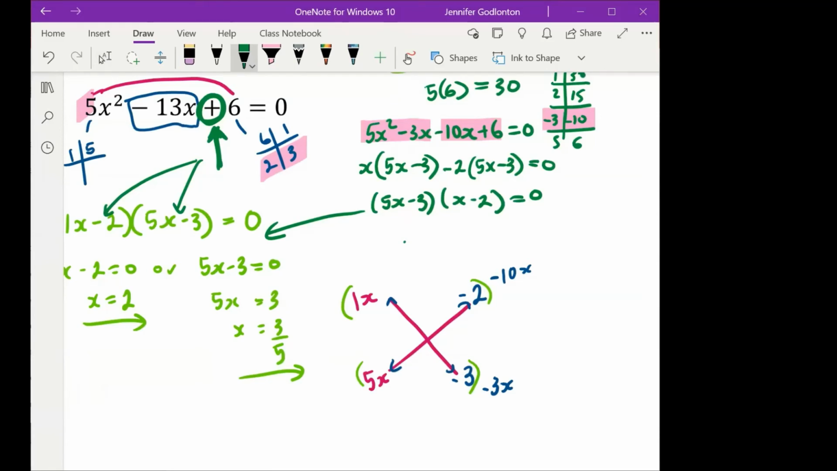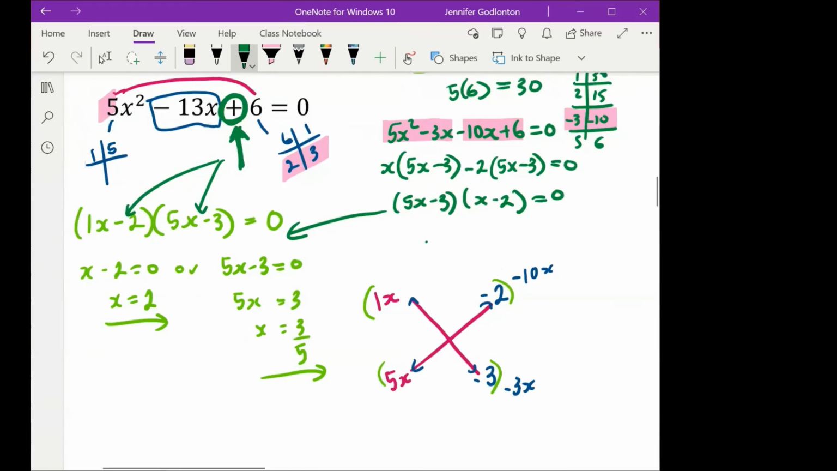So, ma'am, on the crisscross method, how did we get 3 over 5? So the crisscross method is just to help us get to the brackets. All it is, is to get us to this point over here. It gets us these brackets. And then all we do is write out this bracket is equal to 0, and this bracket is equal to 0, and we solve for x. So the crisscross is just to help us factorize. Okay.